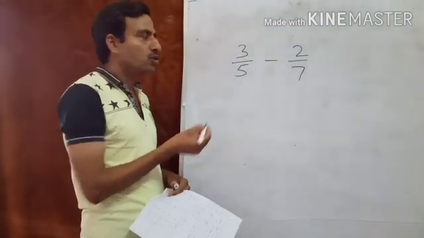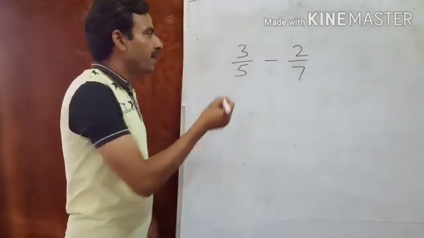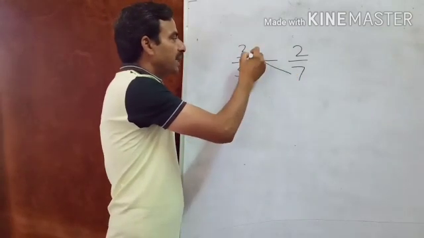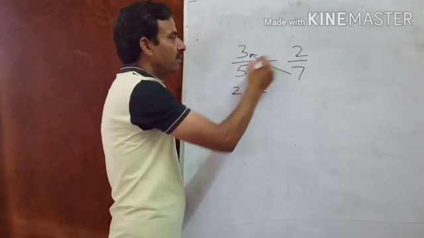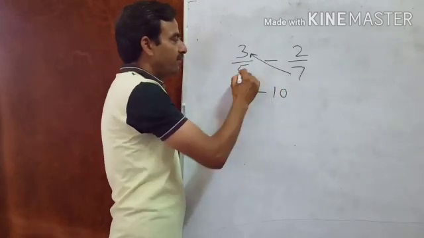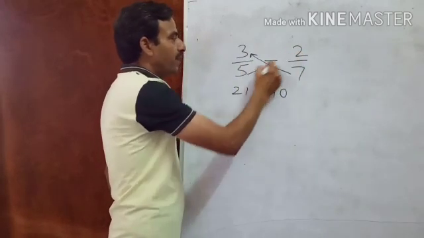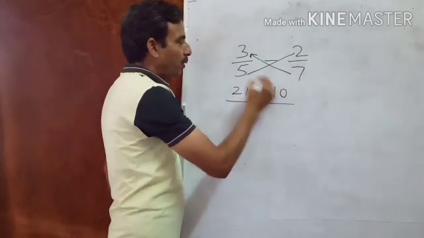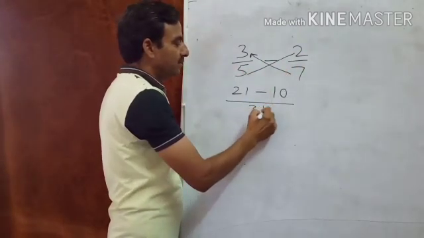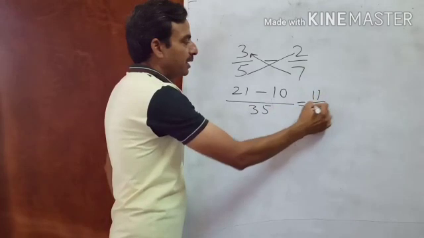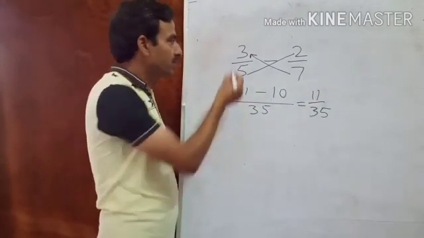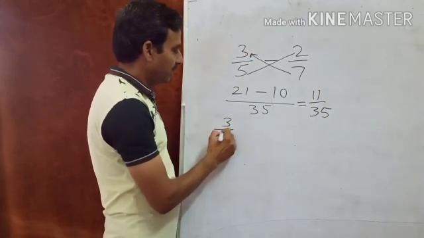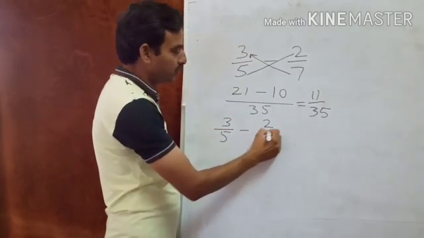One student solved this question like this. 7 multiplied by 3, 7 3s are 21 minus 5 2s is 10. 5 multiplied by 2, 5 2s are 10 upon 7 5s are 35 is equal to 11 upon 35. But I taught in videos like this. 3 upon 5 minus 2 upon 7.